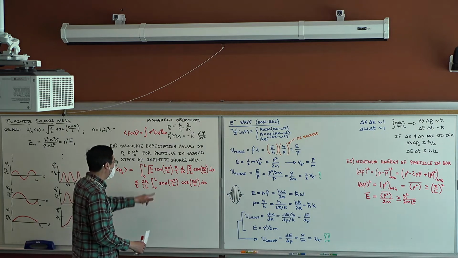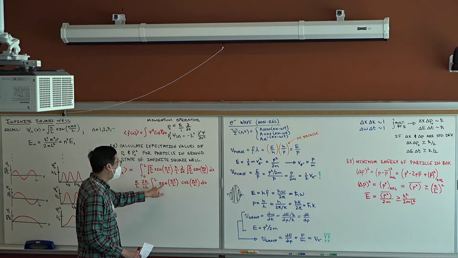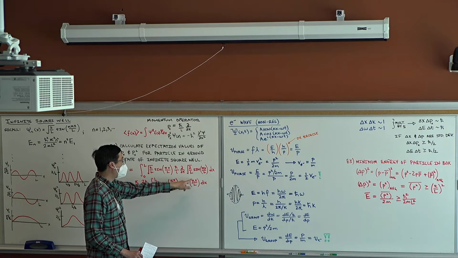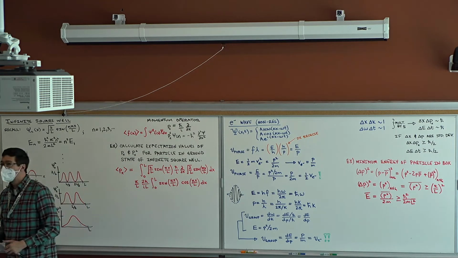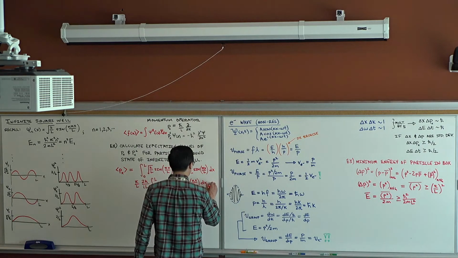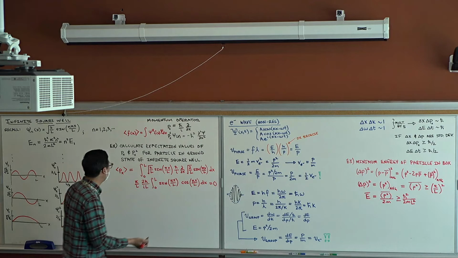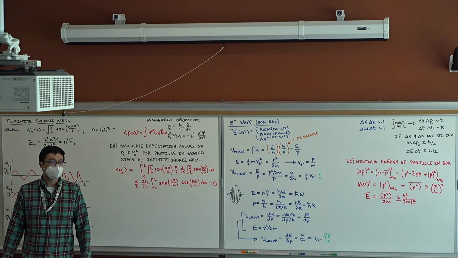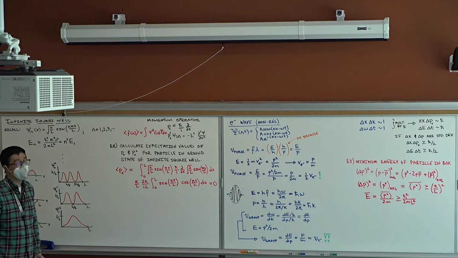But from 0 to L, sine pi x over L times cosine pi x over L is going to be identically 0. So what that tells me is that the expected momentum in the ground state is 0. In other words, it's just as likely to be moving in the plus x as minus x direction.